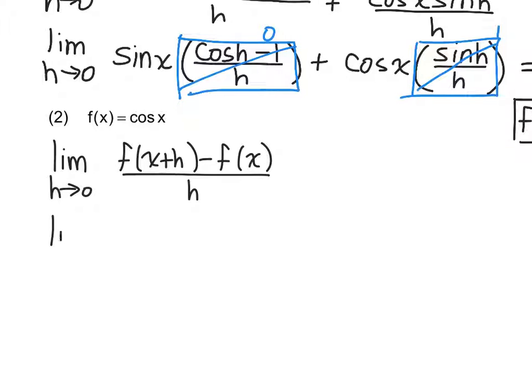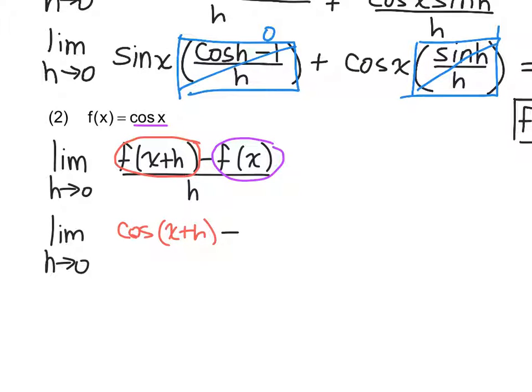All right, so limit as h approaches 0. The first piece is us just taking the x plus h and replacing the x in the original function with that x plus h. So cosine x plus h minus the original function itself, given as cosine x, all over h.